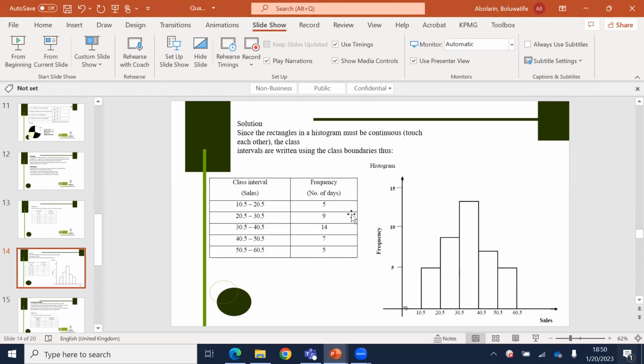So for the histogram, it is very simple. You can see the figures here, it's between 5 and 14. So they're making it realistic, just putting 5, 10, 15. You can do it in your own way. We are using the class boundary, which is 10.5 to 60.5. So the way you draw it will be different.